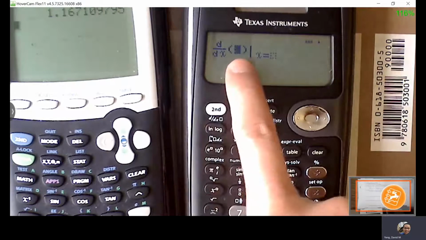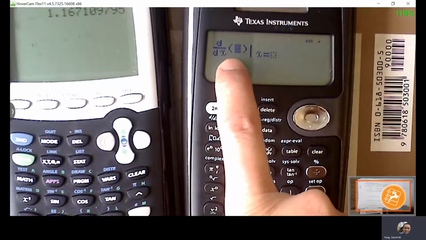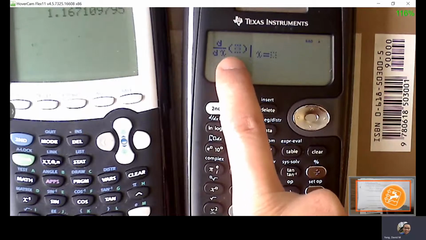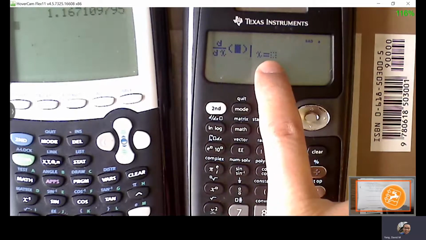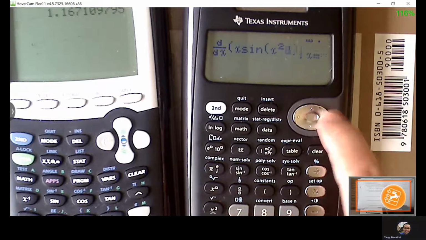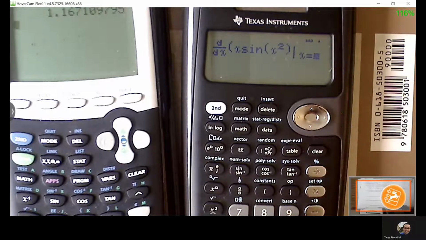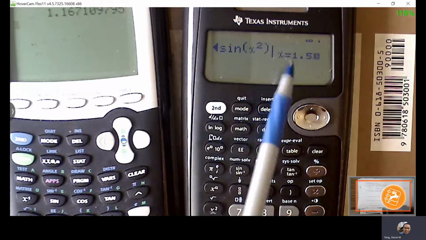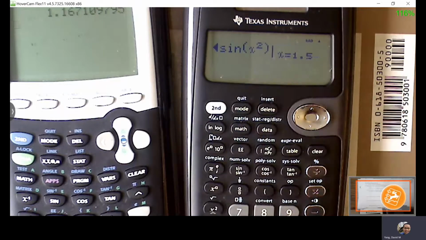Now I'm going to plug in that velocity function and then ask it to tell me the derivative, or the acceleration, when t is equal to 1.5. So x sine x squared. So what it's going to do is find the derivative and then plug in the 1.5 for us.